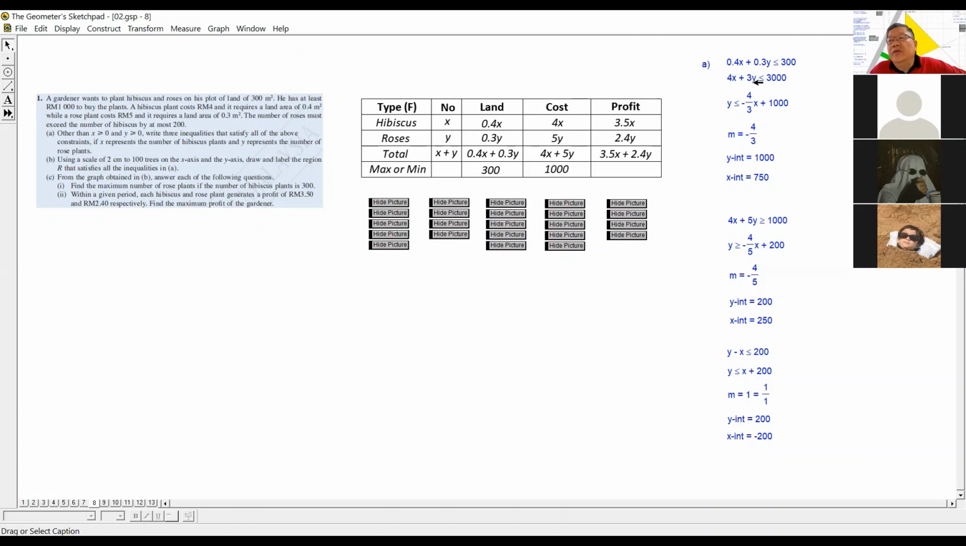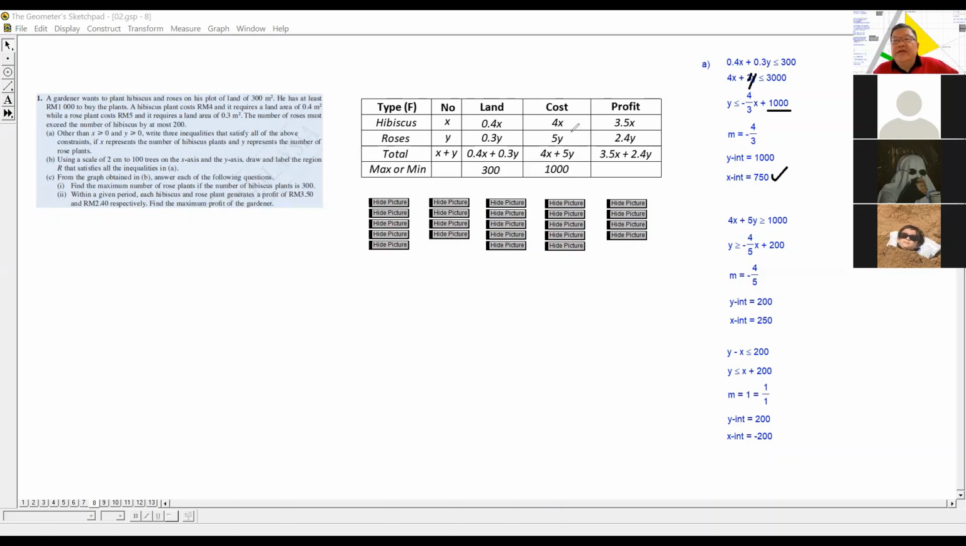This one, you know how to simplify. So the gradient is negative 4 over 3. Y-intercept 1000. Where does the y-intercept come from? Come from here, 1000. X-intercept 750. How to get the x-intercept? You get the x-intercept by ignoring the y. 4x equal to 3000. 4x equal to 3000. 1x is 750. That's how I get the x-intercept.